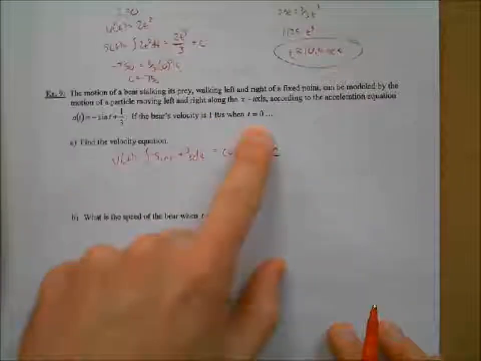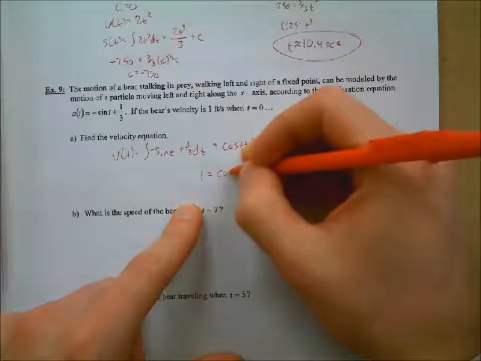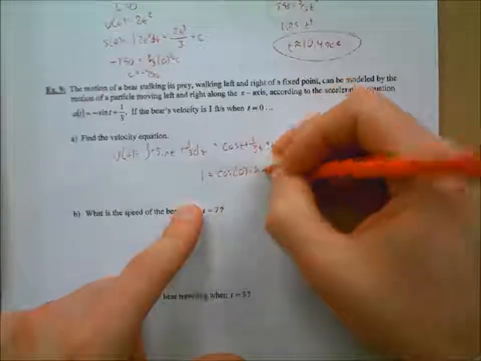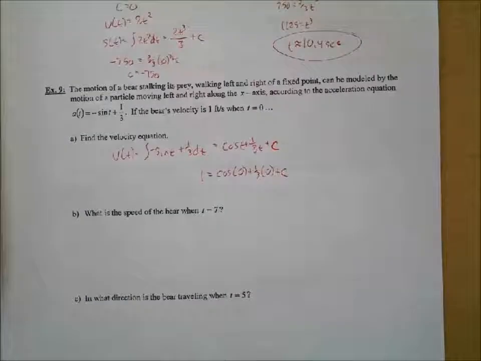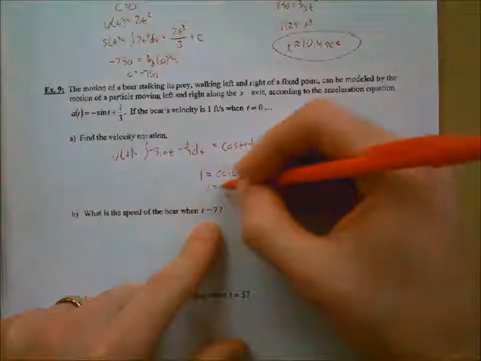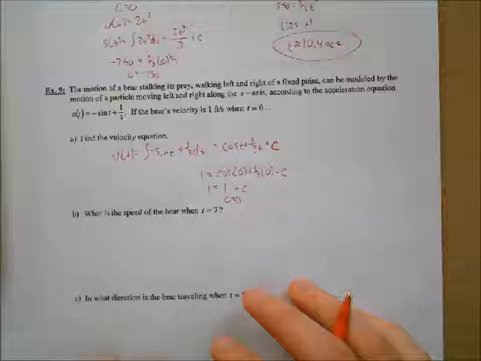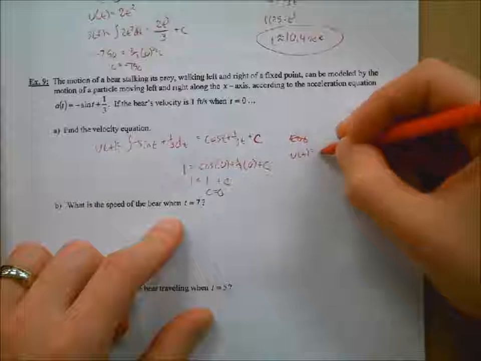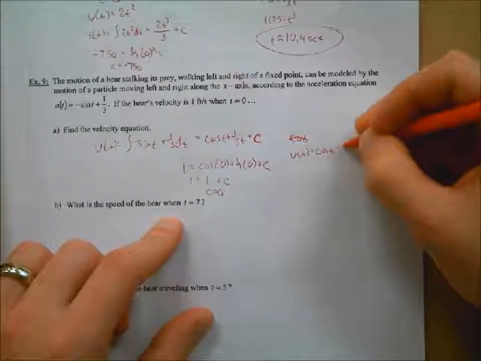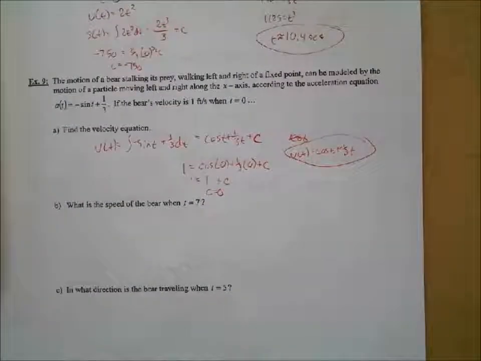What do we know about our velocity? 1 when t is 0. So we're going to plug in: 1 equals cosine of 0. Here's your big chance, folks, from earlier. Cosine of 0 is 1. And so c is 0. We're learning. Yay. So v of t equals cosine t plus 1/3 t, and that's your velocity, because c is 0.